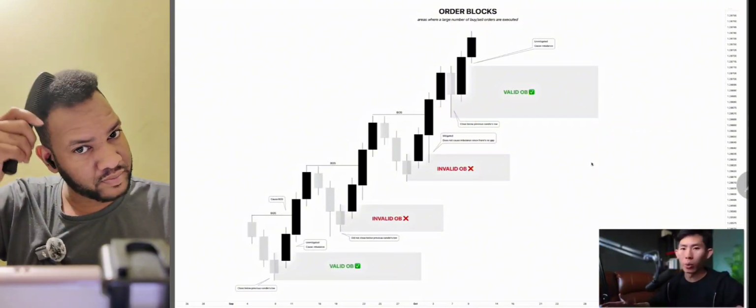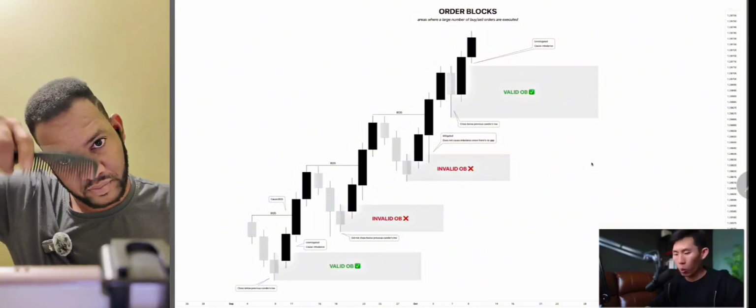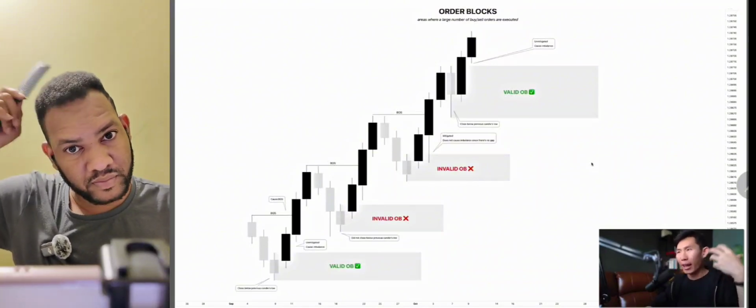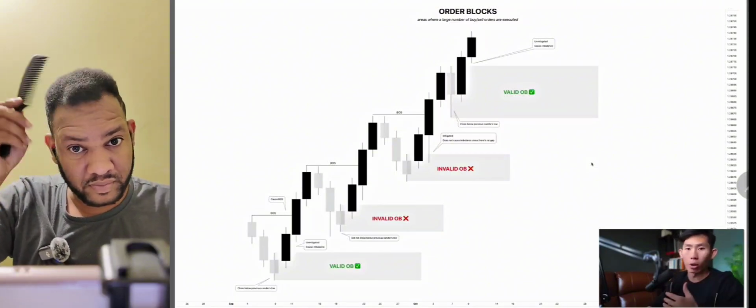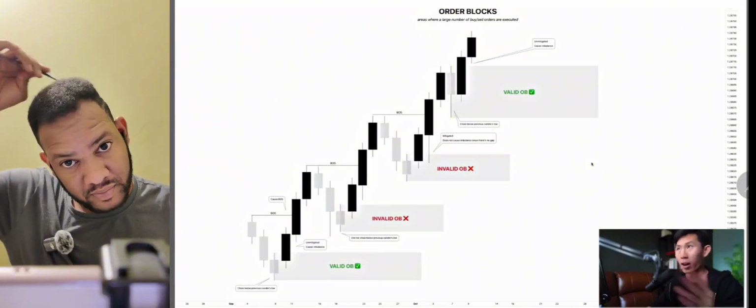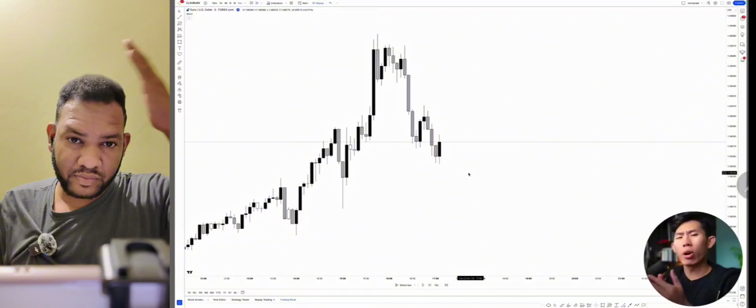So now that you understood theory, let's go on to the charts and apply what we have learned so far and really ensure that you get a deep understanding of the order blocks before you actually go and apply it onto your real account with your hard-earned money. Now, how do you actually trade order blocks?